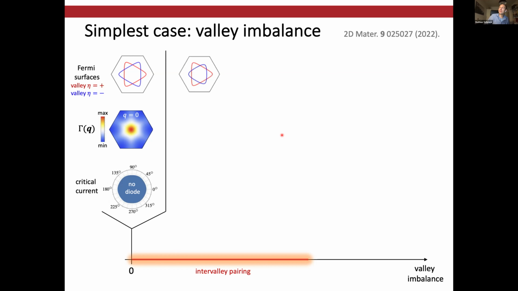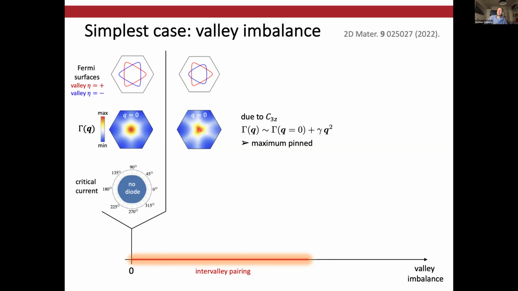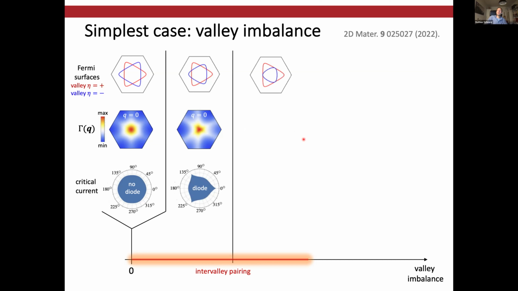So let's assume that there is some valley imbalance. And let's compute the particle-particle bubble. What you first find is that there's still the maximum at q equals 0. The reason for that is that we have threefold rotational symmetry, which forces gamma to have this form, such that in a finite range of valley imbalance below some critical value, this maximum is pinned to q equals 0. But there's a diode effect because you break all symmetries that are required for it, as you can see in this plot here. Of course, if we apply more valley imbalance, at some point, the maxima will move to finite q, and you get finite momentum pairing along with the diode effect.